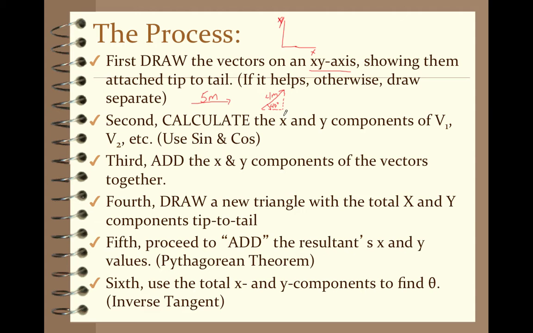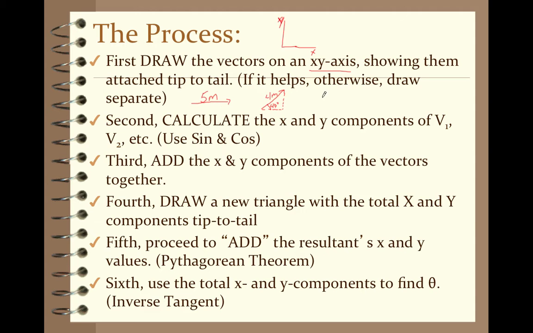So if I had these two vectors and I want to add them together, this first step says to draw them. Now I can show them attached tip to tail. For some of you, it might work well in that you can visually see it. And for one of the other methods that we're going to do later, you will need to draw them tip to tail together, and you'll see what I mean. But if it helps, like I have in the parentheses here, draw them separate. And so you can see I have both of these separate here.